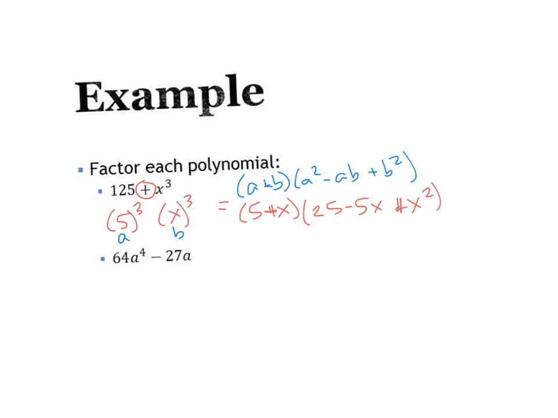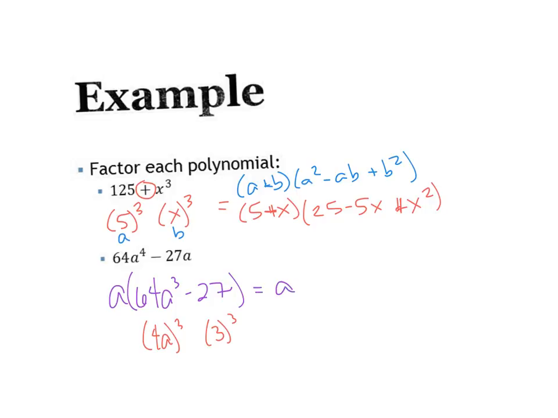So let's look at the second one here. Well, this is not a difference of cubes because a to the fourth and a are not something cubed. But notice that that's a GCF. So let's pull out an a. That leaves us with 64a cubed minus 27. Okay, well, 64a cubed is (4a) cubed, and 27 is 3 cubed. So here in the middle, do we have a difference of cubes?